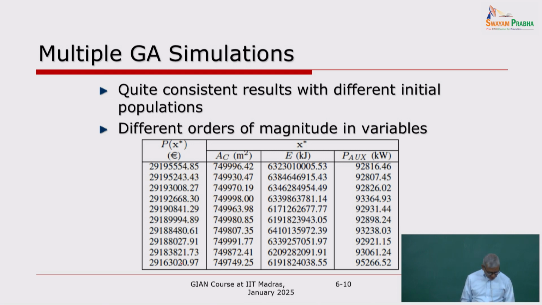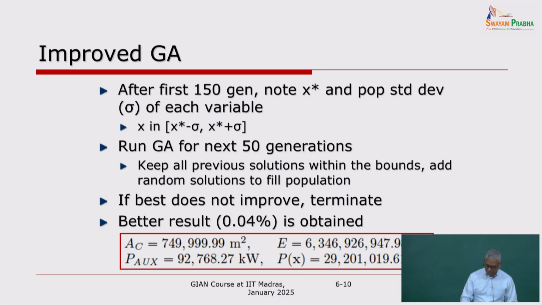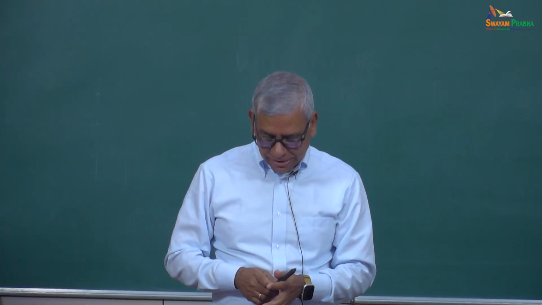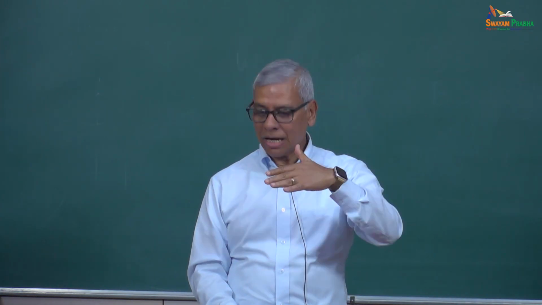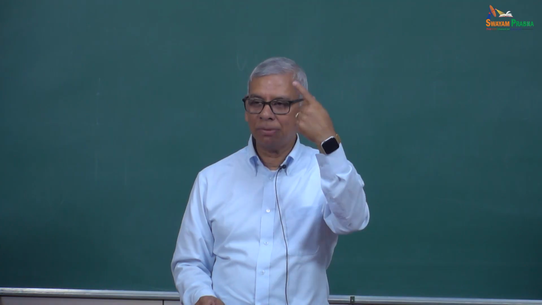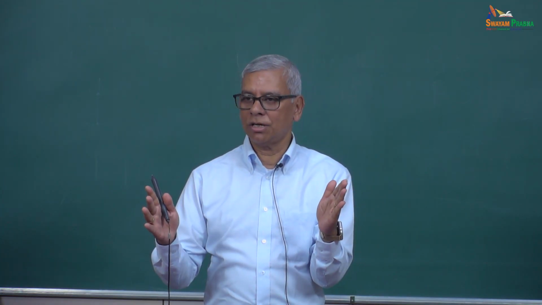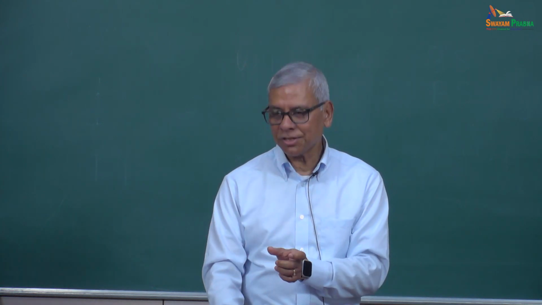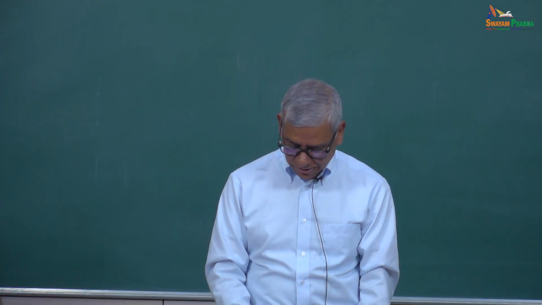Okay, so I said no, we need to make it a little better, because they don't understand what GA is. They should run it every time and get very similar results, right? So what we did is, after running 150 generations, we look at our population of these three variables, at the standard deviation of them, and along the best solution, we just go minus sigma to plus sigma and initialize our lower and upper bounds for all three variables. We do it 3 times. Run it for 50 generations and do the same thing another time.